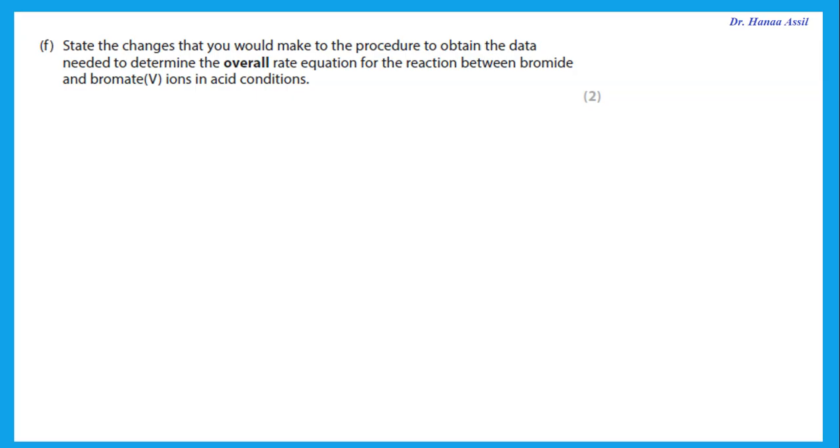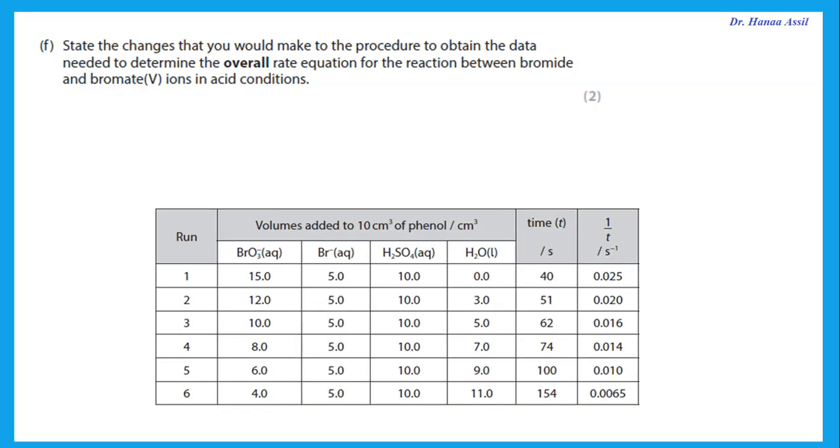State the changes that you would make to the procedure to obtain the data needed to determine the overall rate equation for the reaction between bromide and bromate. The table showed results when we change the concentrations of bromate, and that would give us the order with respect to bromate. But if I want the overall rate equation, then I need to know what is the order with respect to the other reactants.